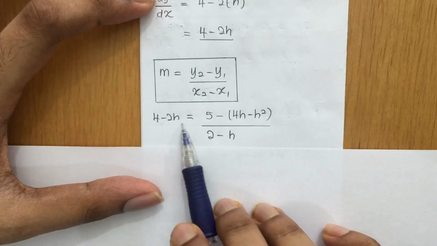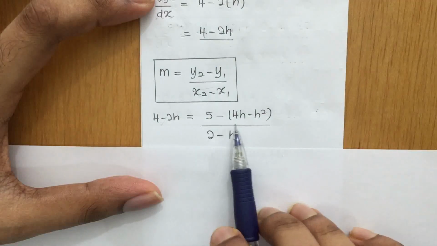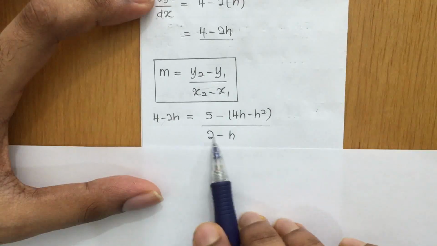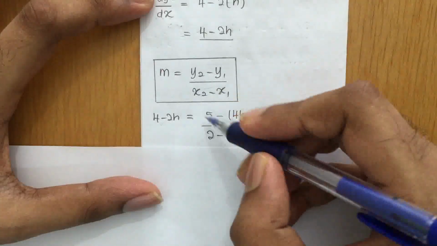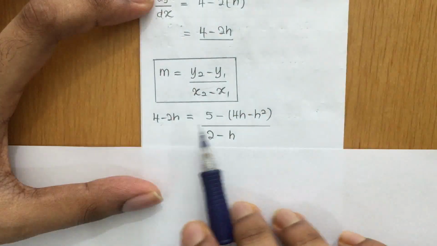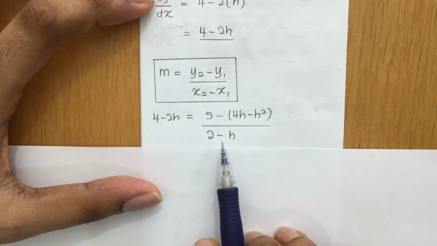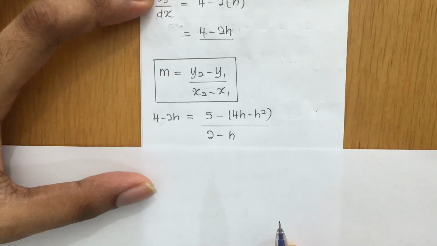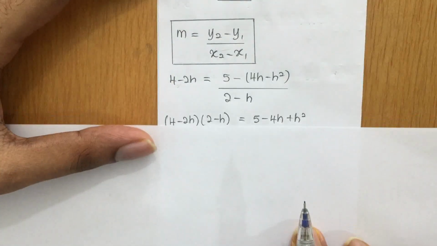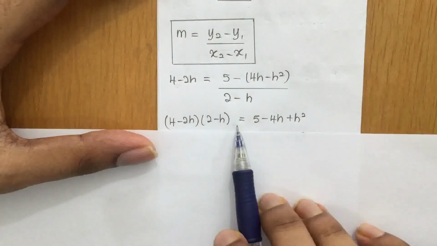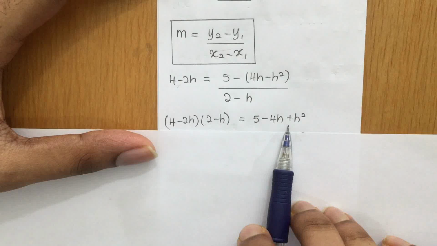So 4 minus 2h is equal to 5 minus, in a bracket, 4h minus h squared, close bracket, divided by 2 minus h. As you can see here, this is the coordinate of P and this is the coordinate of Q. Subtracting both, you get the gradient of the straight line, which is also equal to dy/dx. So from here you can perform the normal algebraic expression, guys. Let us continue. So 4 minus 2h, you multiply with 2 minus h, is equal to 5 minus 4h plus h squared.